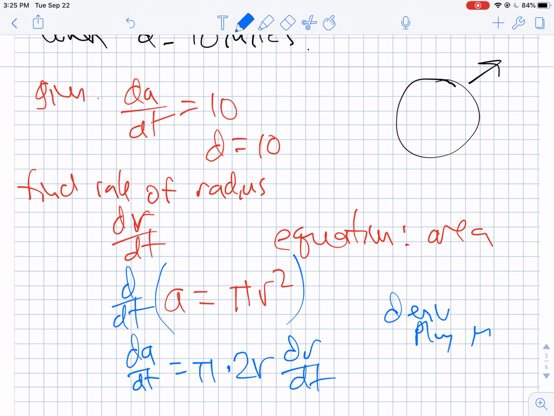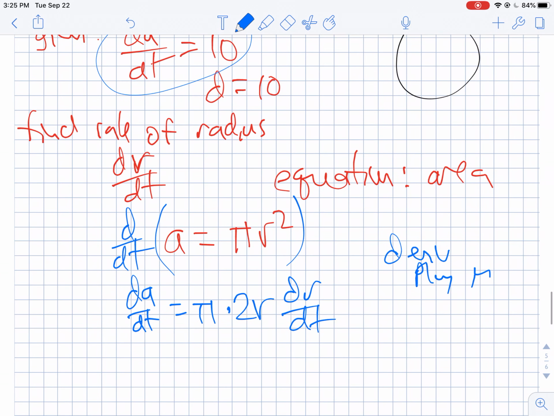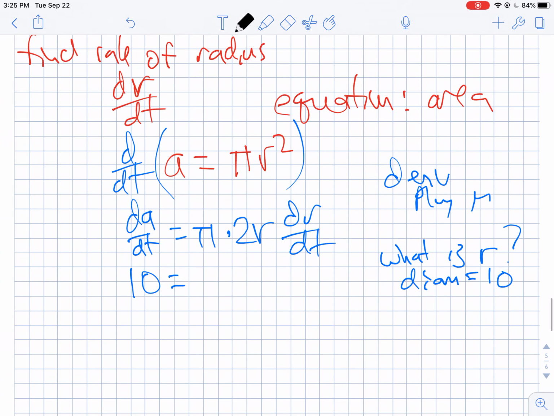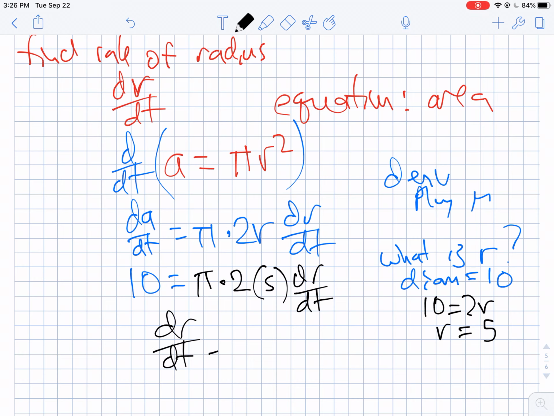Okay, so what do we know? We know dA/dt is 10. We do not know the radius, or do we? We don't know r, but we do know that the diameter at this point in time is equal to 10. If we know the diameter, do we know the radius? Yeah. The diameter means twice the radius. That means the radius at this point in time is actually just 5. So this is pi times 2 times 5 dr/dt. So my dr/dt, the 10s cancel, is just 10 over 10 pi, or 1 over pi.